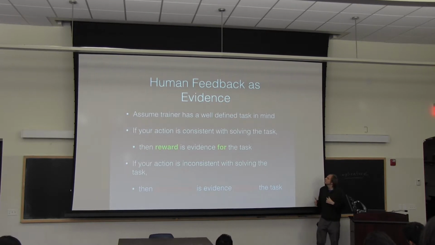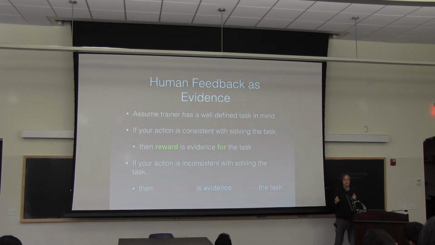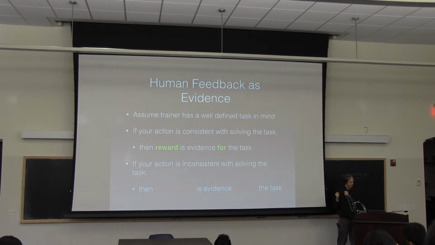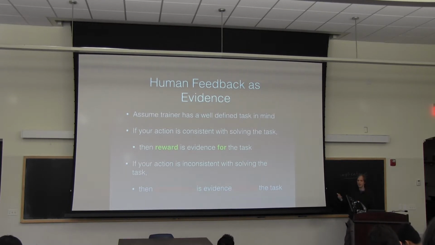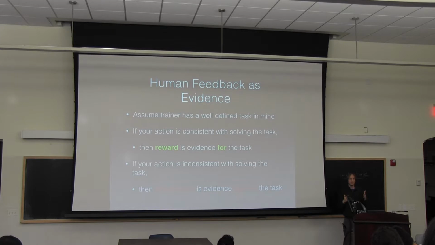So if your action was consistent with the task I have in mind, then I'm going to reward you, and that means it's evidence for tasks where that behavior is consistent. If your action was inconsistent with the task, then the punishment is evidence against the task. So if I punish you, then clearly the task you thought you were trying to do was wrong. It's evidence against it. So it's this notion of using feedback as Bayesian evidence. Does that kind of make sense?